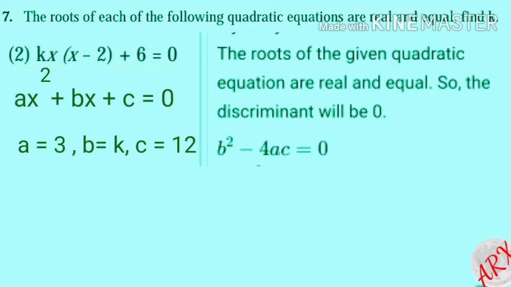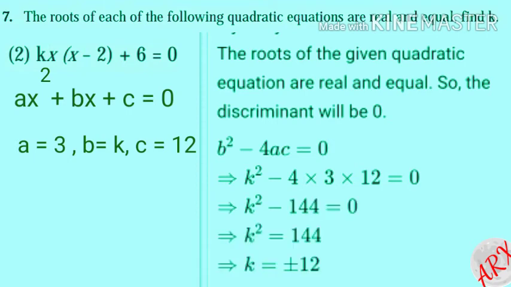Now discriminant delta equal to b square minus 4ac. After putting values we get k square minus 4 into 3 into 12. So k square minus 144. As the roots are real and equal, delta will be 0. So k square minus 144 equal to 0. Now as 144 is square of 12, we get k square minus 12 square. Therefore (k plus 12) into (k minus 12) equal to 0. Therefore k plus 12 equal to 0 or k minus 12 equal to 0. Therefore k equal to minus 12 or k equal to 12.